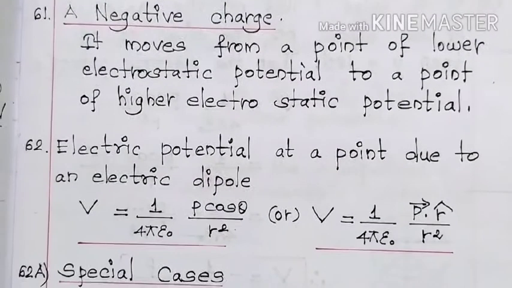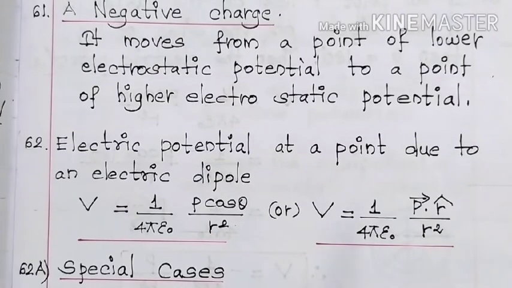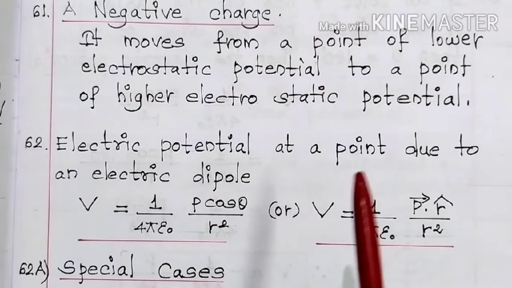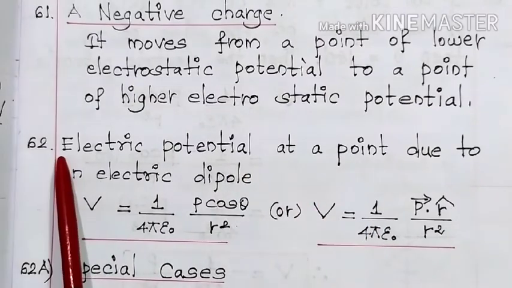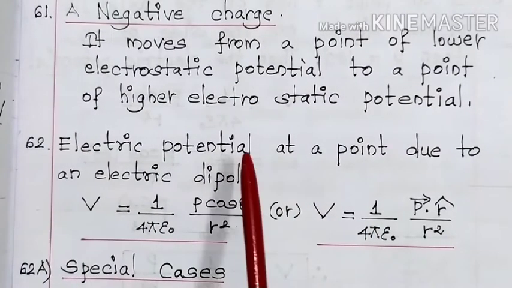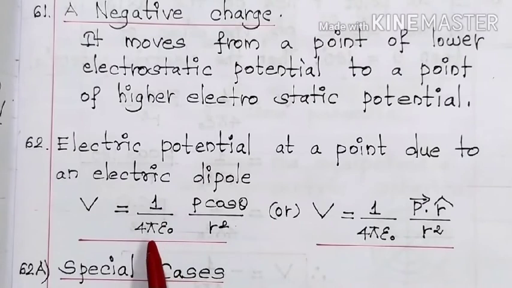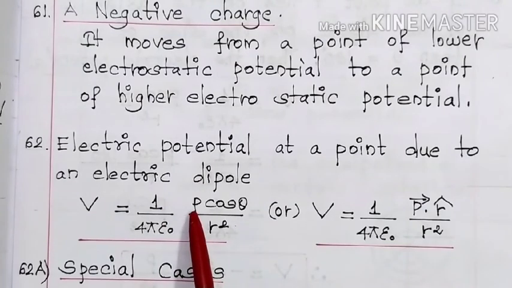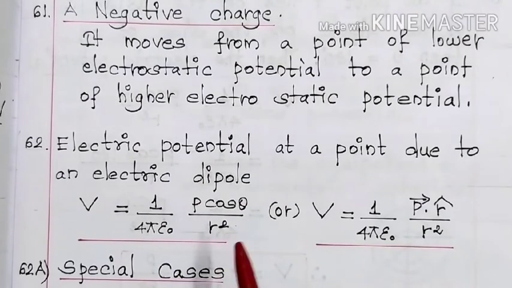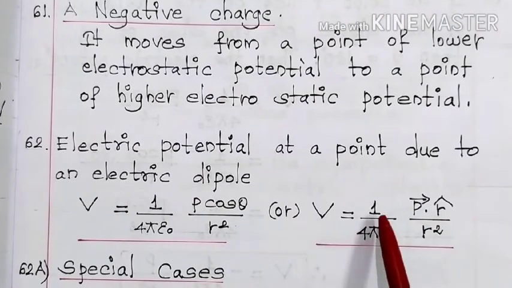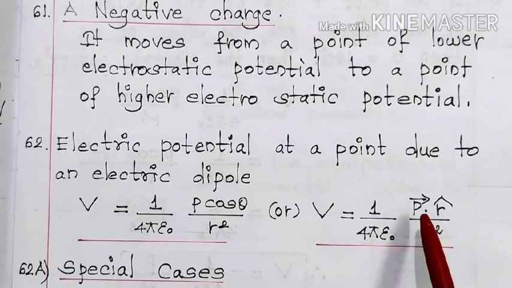Now, we have already learnt about the expression for electrostatic potential at a point due to a point charge. Now, we are going to learn electrostatic potential at a point due to an electric dipole. That is, capital V is equal to 1 by 4 pi epsilon naught P cos theta by R square. Or in vector notation, it is written as V is equal to 1 by 4 pi epsilon naught P vector dot R cap by R square.